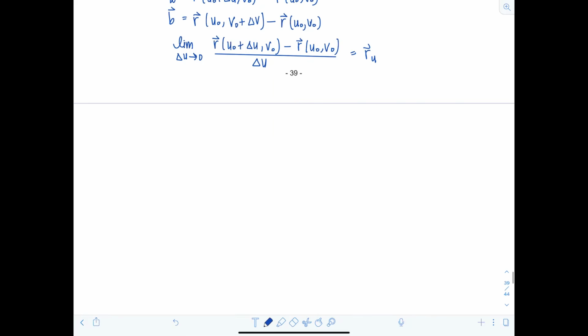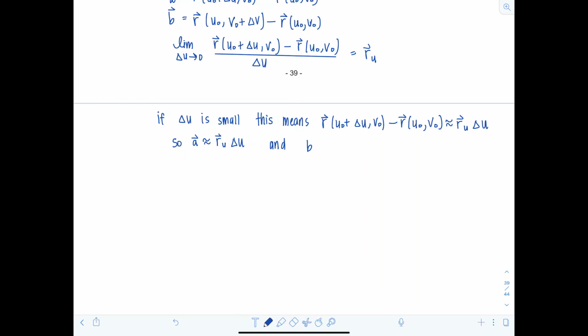And what does this tell me? Well, if you'll remember from when we studied differentials, if delta U is small, this means that R of U naught plus delta U, V naught minus R of U naught, V naught is approximately equal to the partial with respect to U times delta U. So my vector A is approximately equal to the partial of R with respect to U times delta U. And similarly, vector B would be approximately equal to the partial of R with respect to V times delta V.